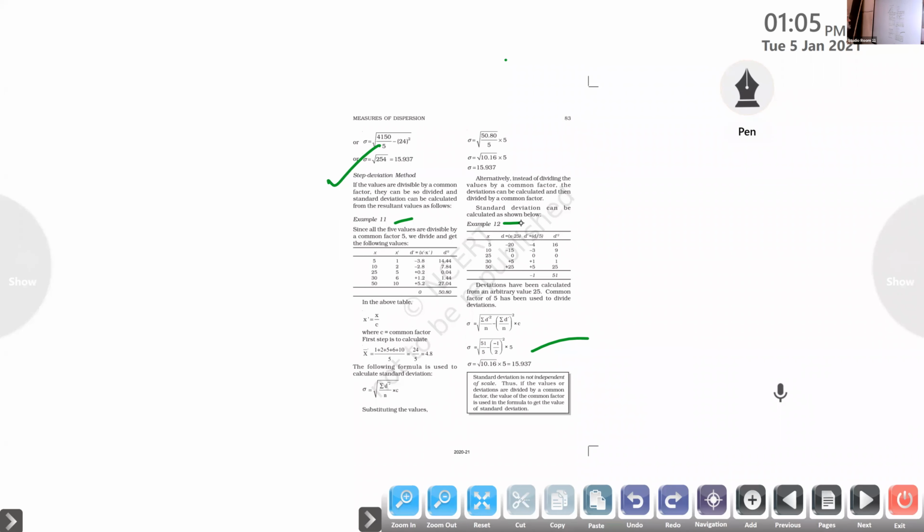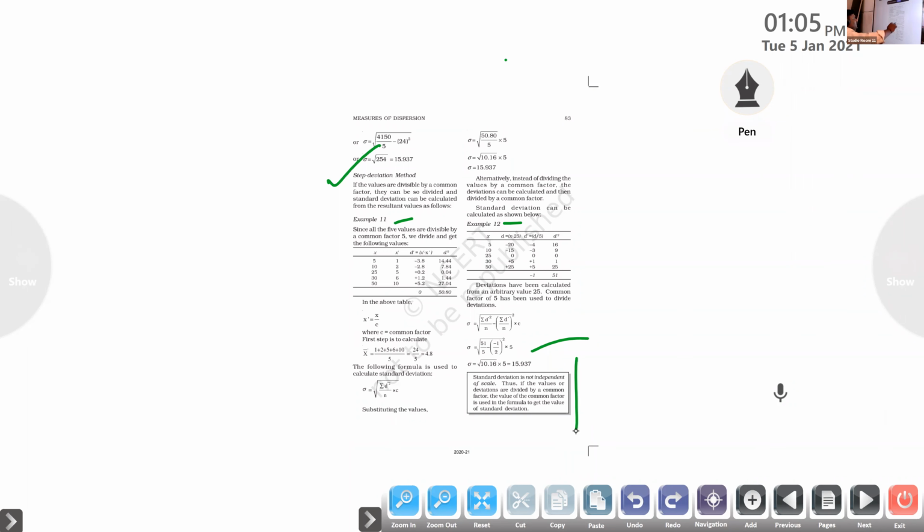So last and final comment for the standard deviation. Standard deviation is not independent of scale. Thus, if the values or deviations are divided by a common factor, the value of the common factor is used in the formula to get the value of standard deviation. So, we already know that we want to divide the entire values with the common factor. The value of the common factor is used in the formula to get the value of standard deviation. That's the method we utilized here.